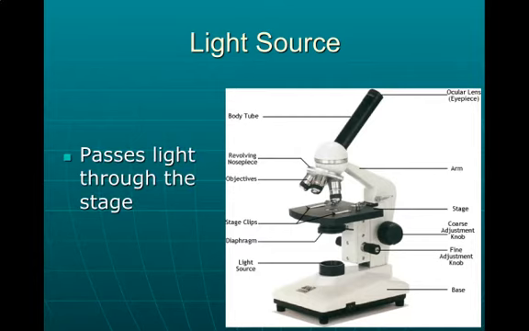And last is the light source. This is what passes the light through the stage. The light source can be a bulb that is exposed, or it can be underneath something, but it is lighting upward. So that way there's light going through the diaphragm and to the specimen.